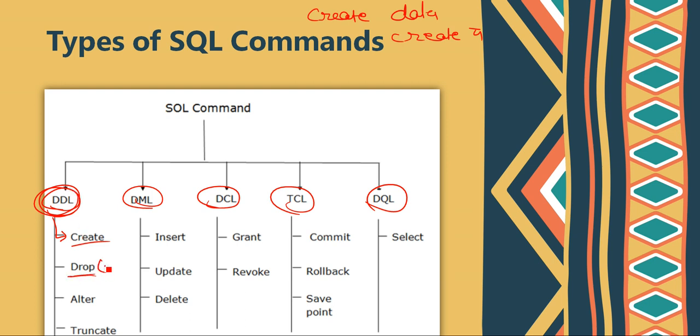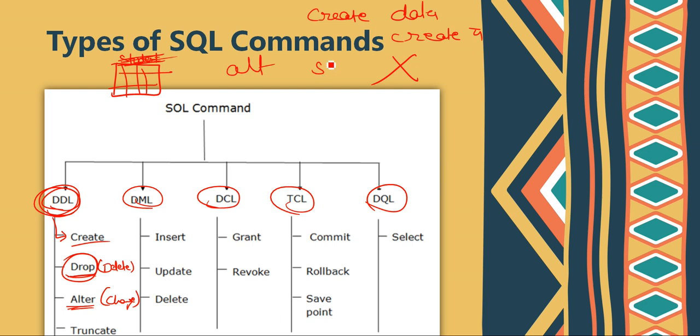Then we have drop. Drop is basically for delete, but delete is totally different from this one. Drop is used when we want to permanently delete something. Alter means change. Let's say first I have created a student table, and inside this student table I am going to store some student details. Now I don't like this table name, I want to change it. So I will give the alter command: alter the student name, student to student information, anything.